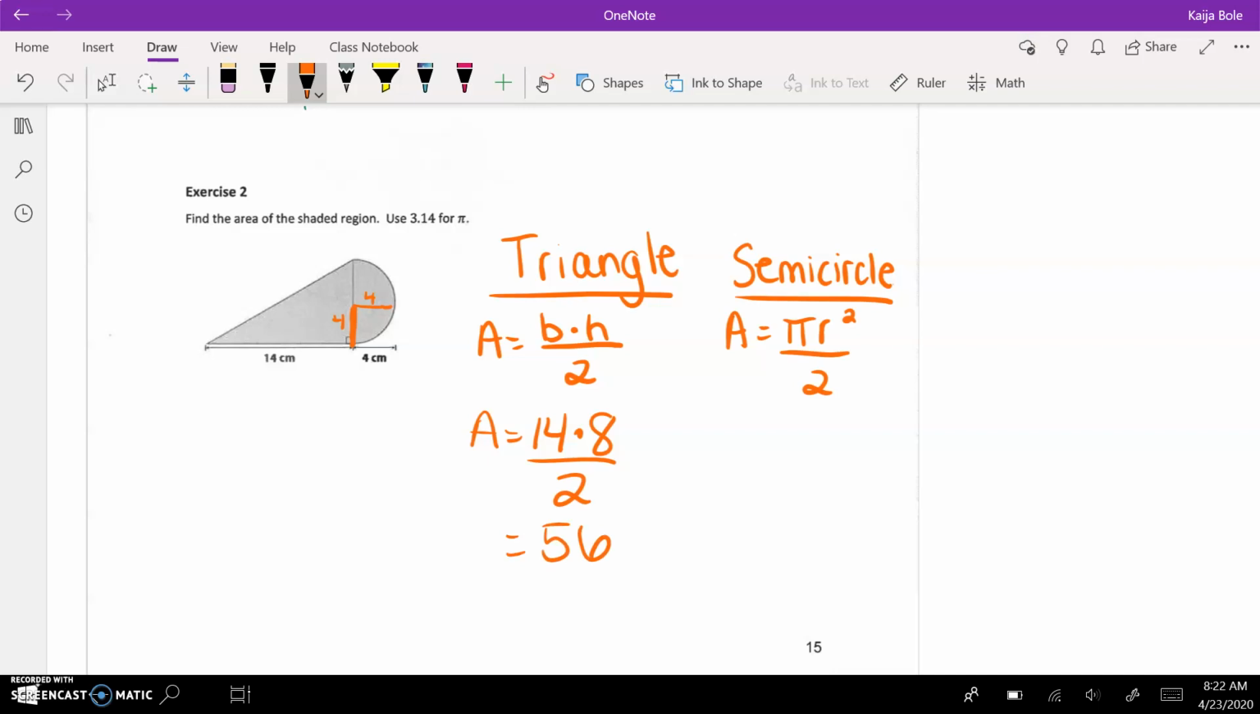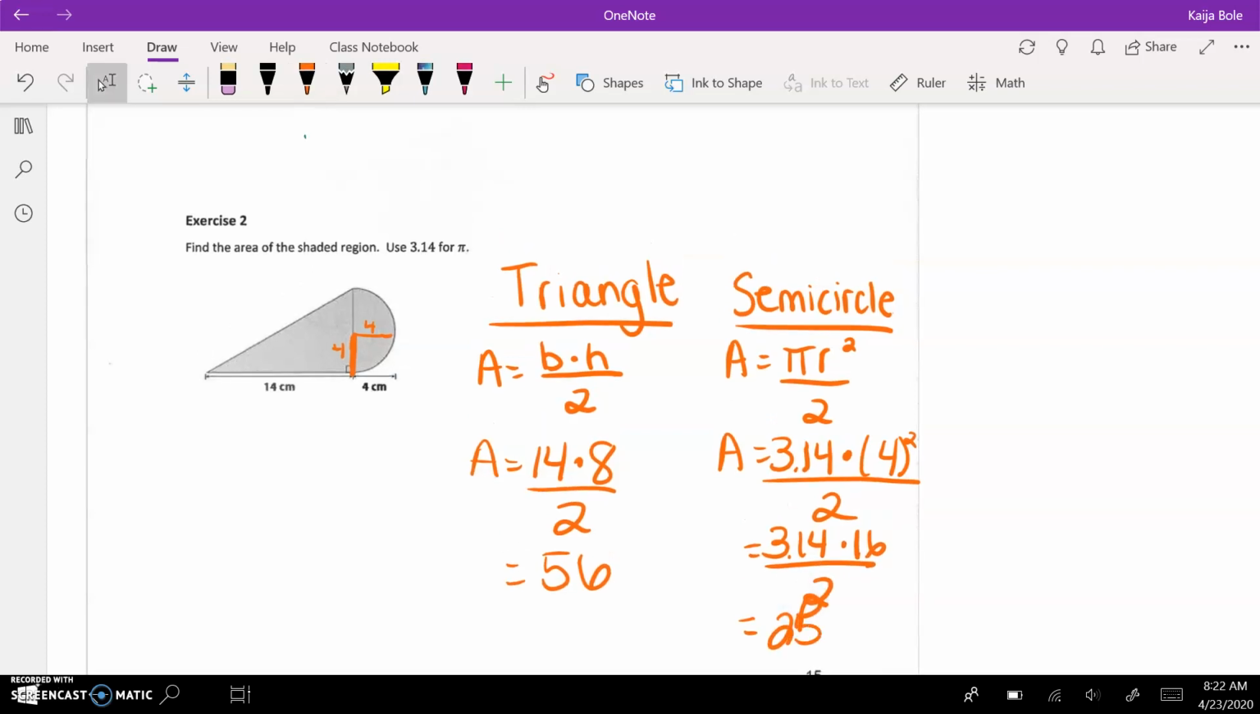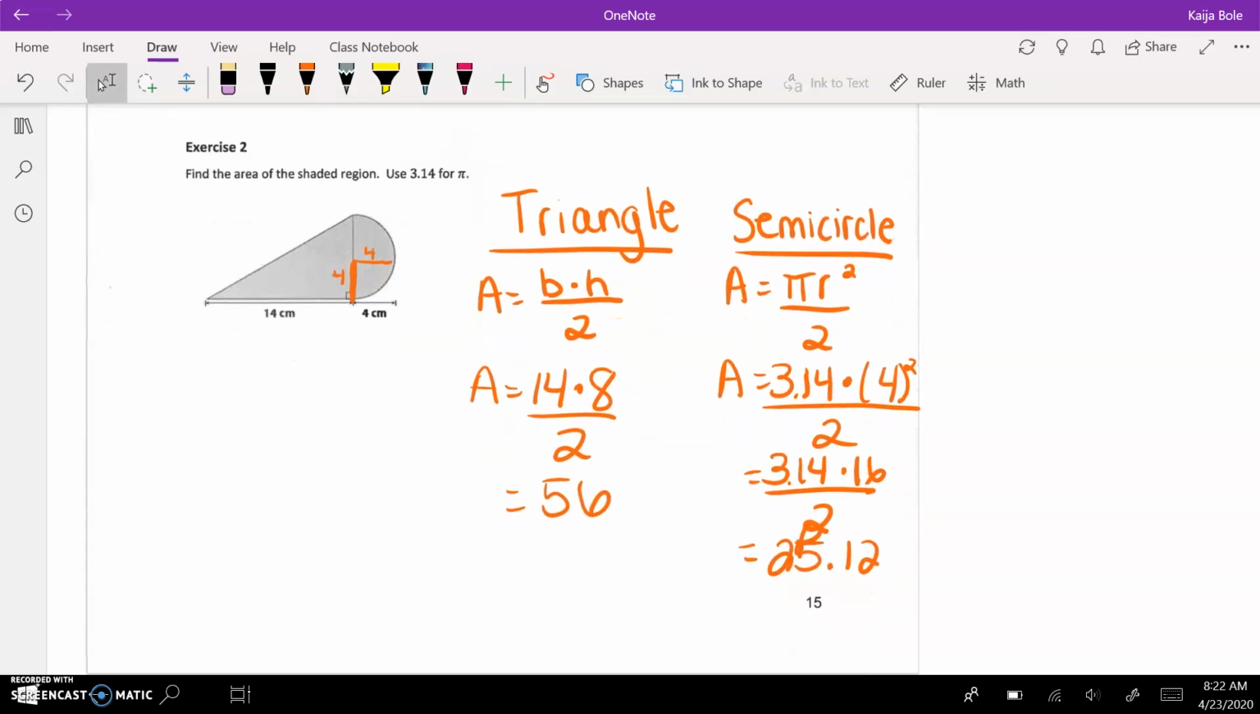Then the semicircle, we have A equals, they said 3.14 for pi, times the r, they gave us the r, 4 squared, and then divide by 2. So you end up doing 3.14 times 16, all divided by 2. And when you get all that, you get 25.12.